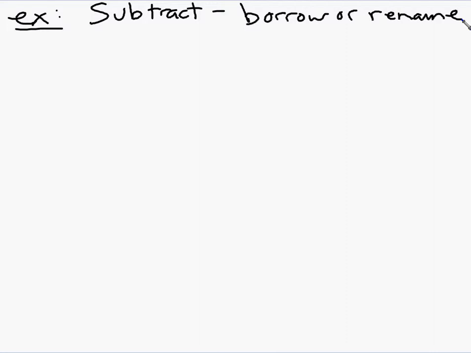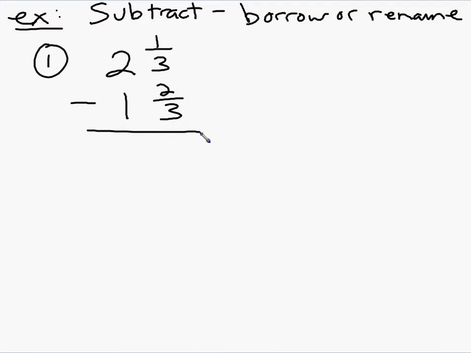So, let's say that I had this problem. 2 1/3. We'll start with an easier one that already has a common denominator. Then we'll work our way up. 2 1/3 minus 1 2/3. Now what I want you to notice is you've got to be able to see when I need to do this. Do you see that the bottom fraction has a bigger numerator than the top fraction? Right? So 2 is bigger than 1. I have to either borrow or rename.